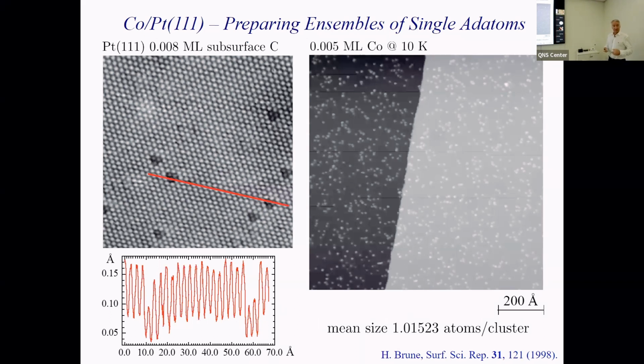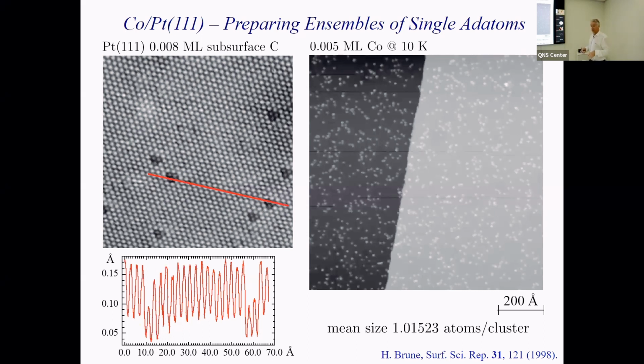Now, since this is an integrating technique, like the magneto-optical Kerr effect that we have done before, we have to be sure about the ensemble that we are characterizing with this integrating technique. So we have to do STM again just to study how this ensemble looks like. And on the left-hand side, you see a clean platinum 111 crystal with very few defects. And now we can deposit cobalt atoms, and we do this at 10 Kelvin.